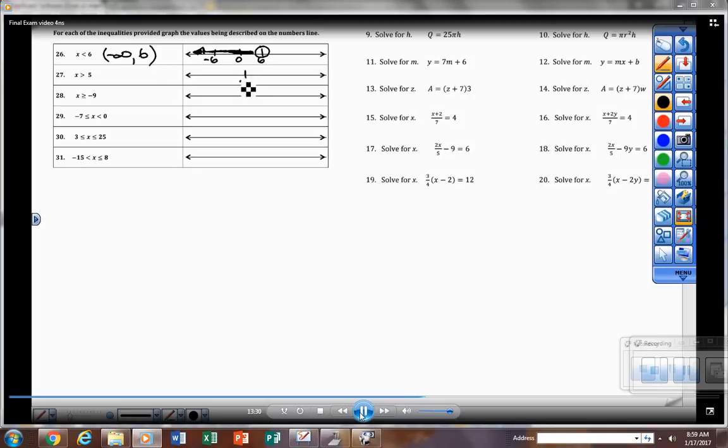Make sure you know how to write interval notation. x is more than 5. So find 5. That's going to shade to the right because more than always to the right, less than to the left. Open circle because that's plain inequality.